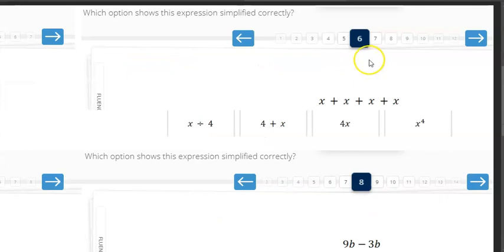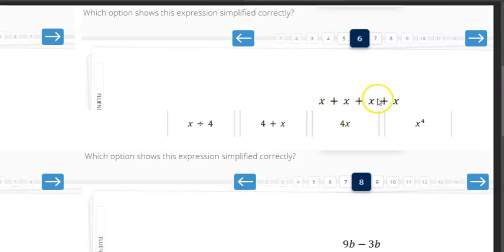This question here, we're looking for the option that shows this expression here simplified correctly. Here we have x plus x plus x plus x. This is the same as just getting 4 lots of x's, isn't it?